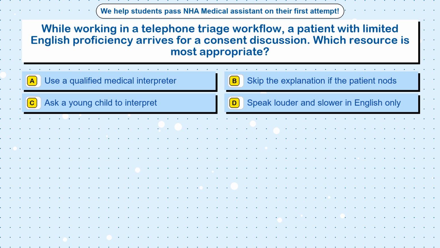Which resource is most appropriate? Option A, use a qualified medical interpreter. Option B, skip the explanation if the patient nods. Option C, ask a young child to interpret. Option D, speak louder and slower in English only.